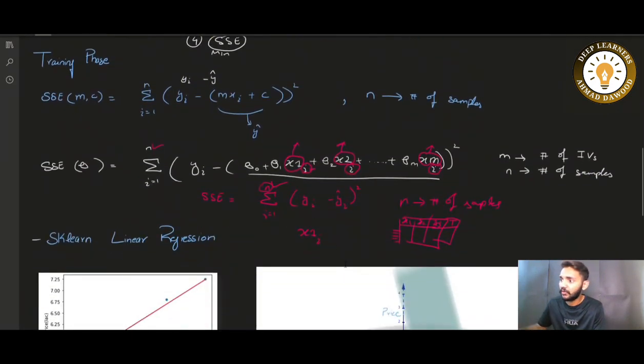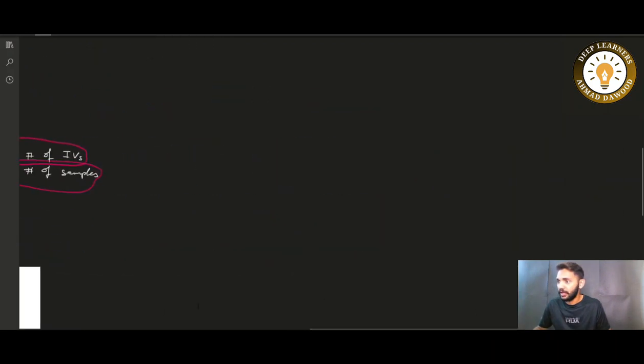So here the first value of x1 will be x1 1, you can see the subscript. In the same way, the second value of x1 will be x1 2, and so on. So it's the same, there is no difference, just different notations here. So m is the number of independent variables, and n is the number of samples. If I write in this way, you will get a clearer idea.